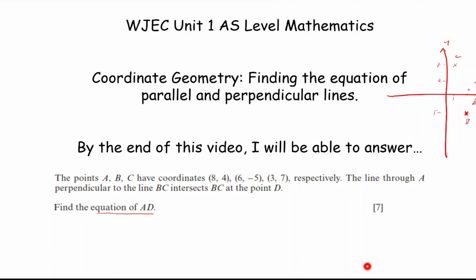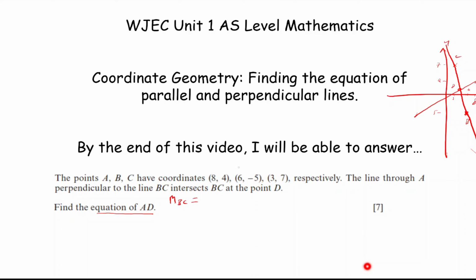And we are told that the line through A, perpendicular to the line BC, intersects BC at point D. So if we join BC together and then consider the perpendicular line through A, that point here will be point D. Now we need to find the equation of AD, so the line joining A to this point D here. We know the gradient of that is perpendicular to the gradient of BC. So step one for this question would be to find the gradient of BC.